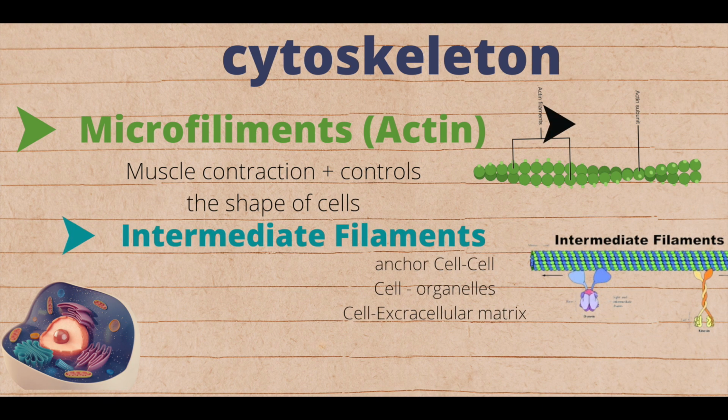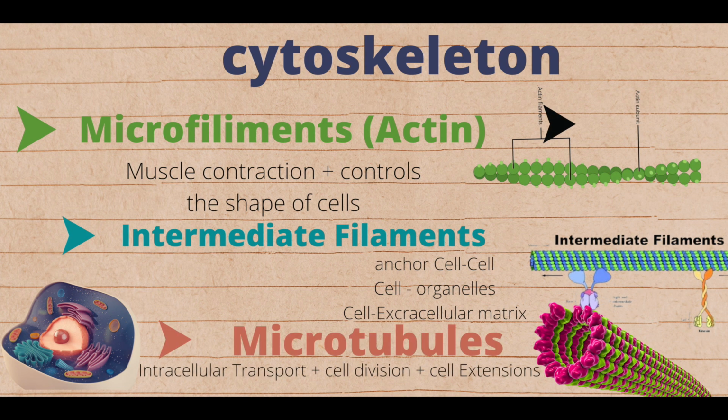Next, we have the intermediate filaments. These are stiff and rigid type of fibers, and they are going to help anchor your cell to your cell, as well as your organelles inside of the cell to the cell, as well as the cell to the extracellular matrix. Remember, extracellular matrix is all of that fluid or jelly that surrounds each cell. So basically, intermediate filaments attach all three of these things together so that they're not just floating around everywhere getting lost.